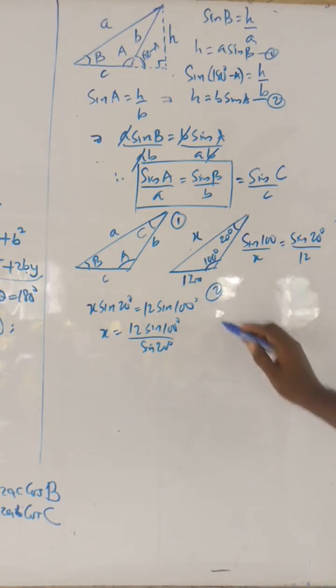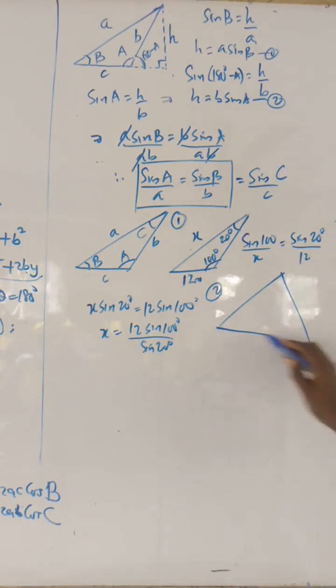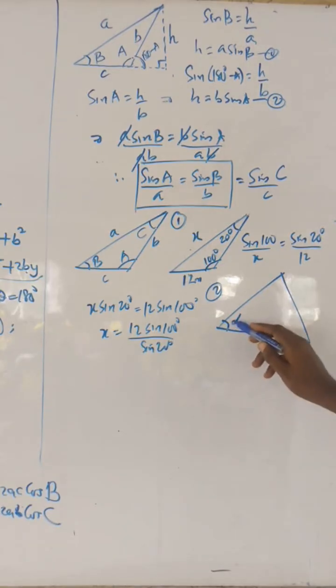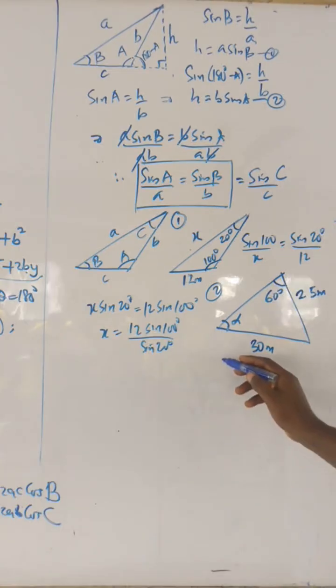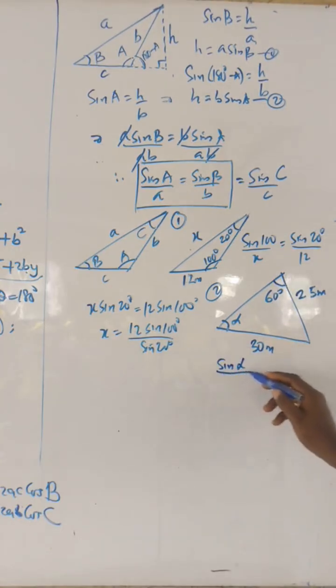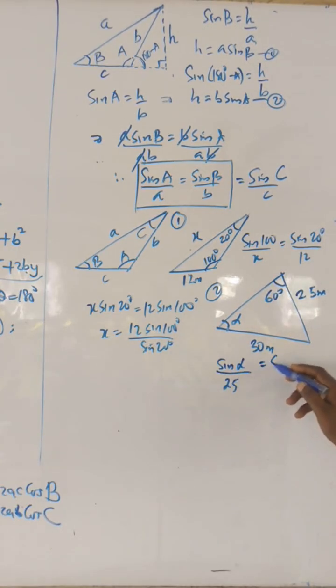Example 2. This time around, we are looking for an unknown angle. If you are looking for a particular angle, you must know the side that faces it, before you can use sine rule. Let's call it 25 meters. But you must be given a side and the angle that faces it. You see that you are given this side and this angle. So let's suppose you are given this angle and this side. This side is given to be, let's say, 30 meters, and this angle is given to be, let's say, 60 degrees. So in this case, we just do sine of the angle alpha over 25 equals sine 60 over 30.